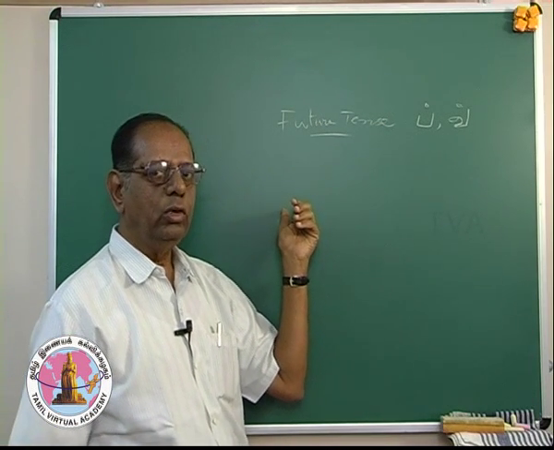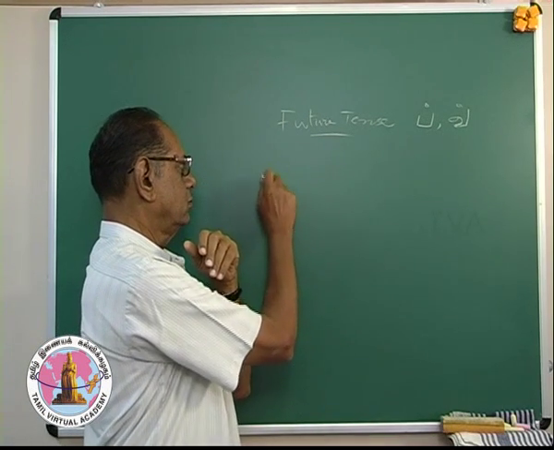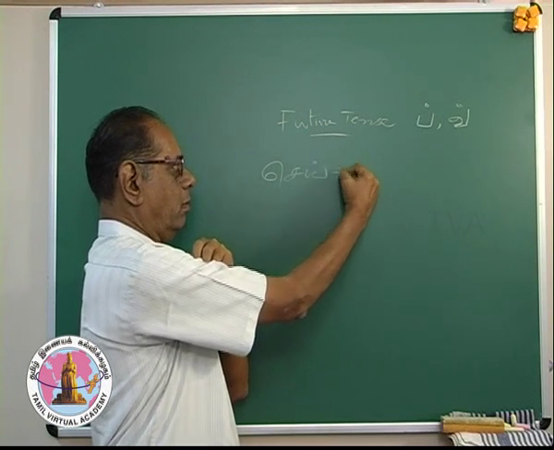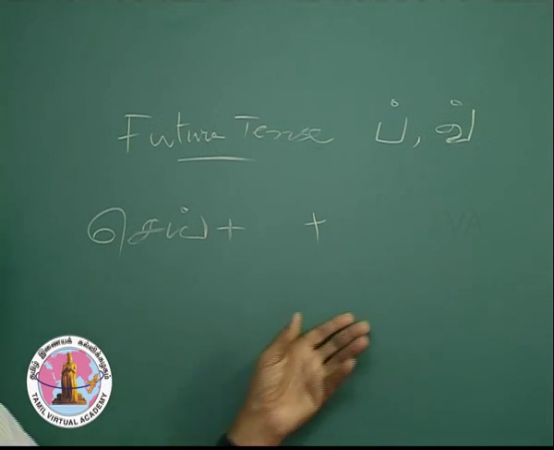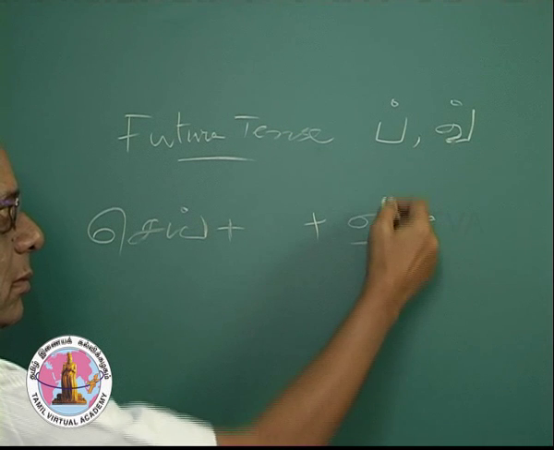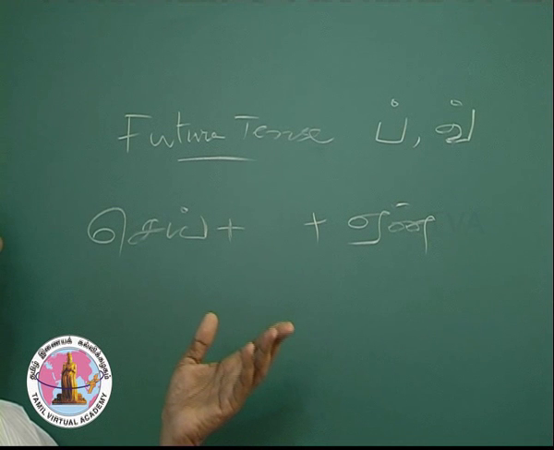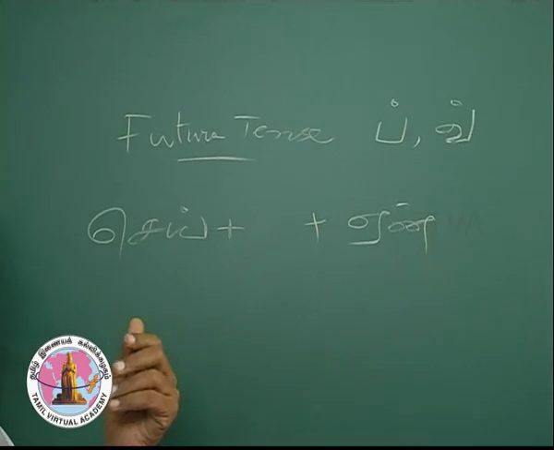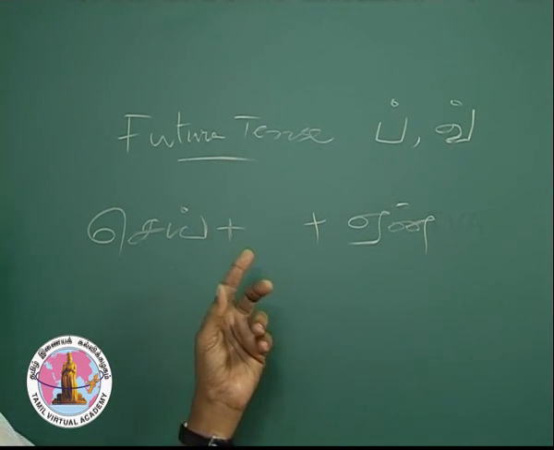What do we do in a conjugation? The main verb, the tense marker, and the person marker. This is the pattern we have adopted all along for the present tense and also the past tense. Now for future tense, you have to insert the tense marker.